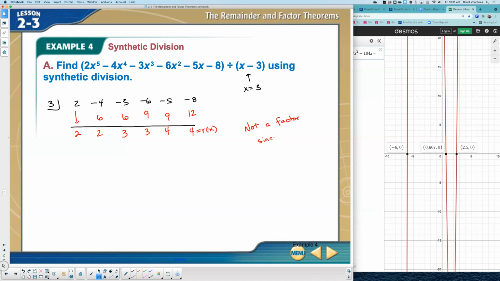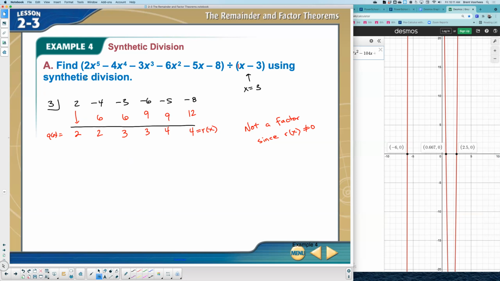Since r of x does not equal 0. I want to note that. If you had a number in front of your x here, you would have to divide all these values, not the remainder, but the quotient. This part's going to be the quotient here. You would divide all the quotient by whatever number was in front of x, which we don't. Here, the number is 1. So it'd be like divided by 1, won't change it.